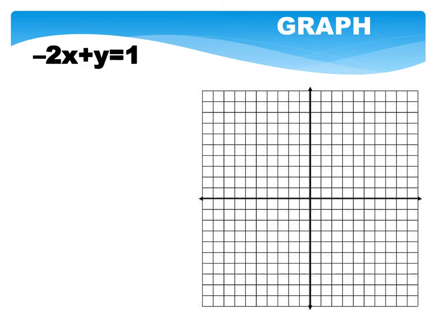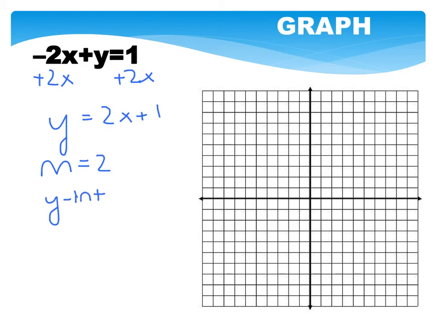So here I have the line -2x + y = 1. In order to put it in slope-intercept form, I'm going to move the 2x over. So I have y = 2x + 1. So my slope is going to be 2, and my y-intercept is going to be (0, 1).